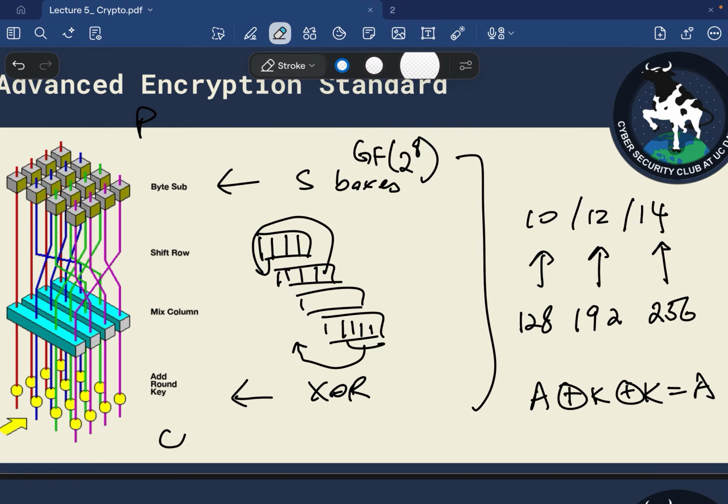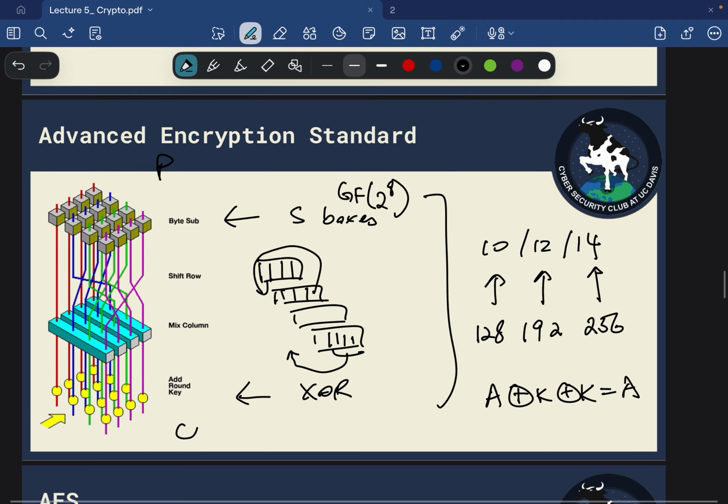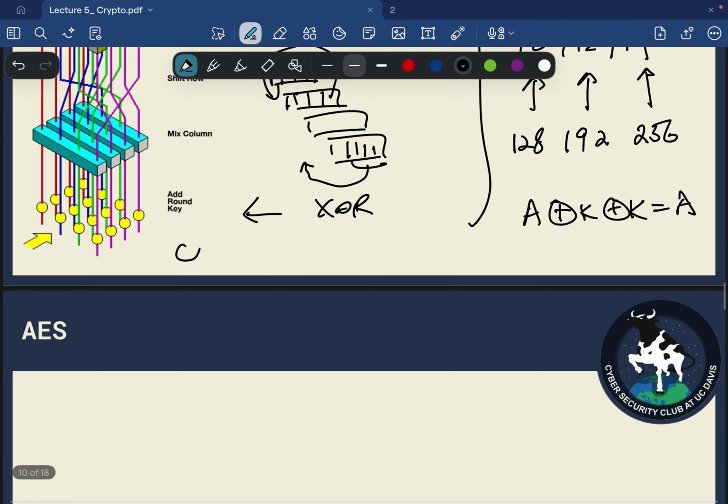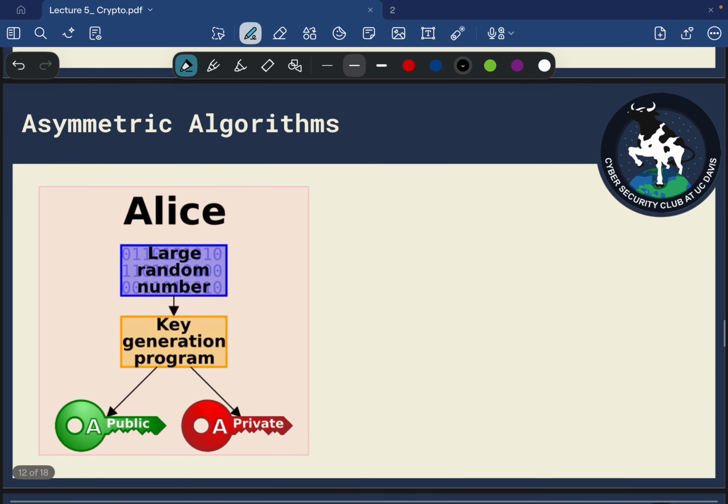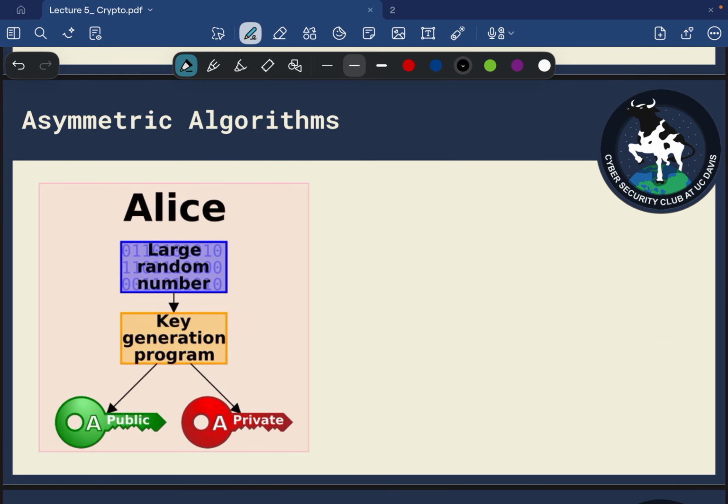All right, so now that we've finished talking about AES, we can talk about asymmetric algorithms. As you pointed out, you need the key in order to transmit data over the internet. And we can't leak the key, otherwise it renders the whole operation useless.